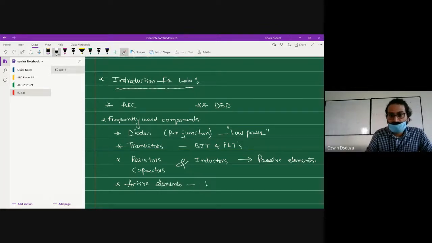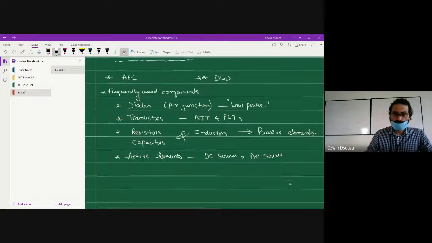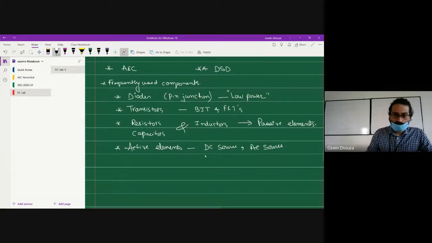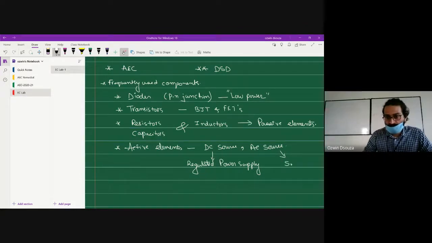The active elements are the DC source and the AC source. For the DC source, we use something known as a regulated power supply. And for the AC source, we use a signal generator.